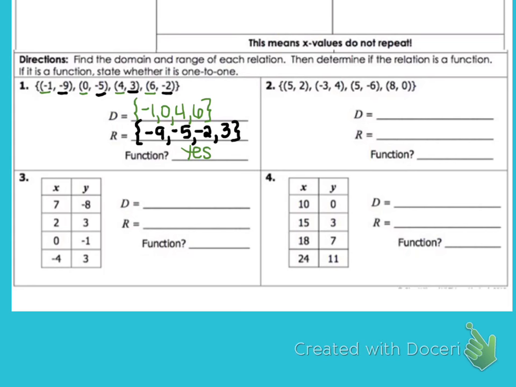Now notice with this next example, if we went through and identified the domain, the smallest one is -3, then 5, and then 5 again. See, 5's repeating, which in the case of listing the domain, we do not list twice. We don't want to repeat. So we would just list it the one time.